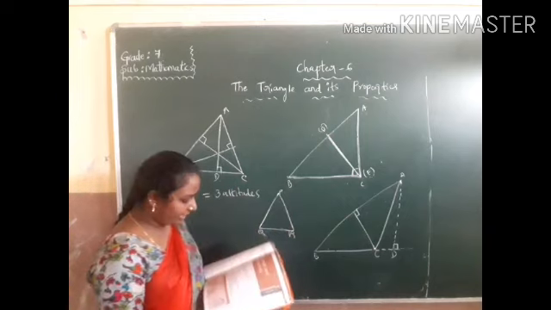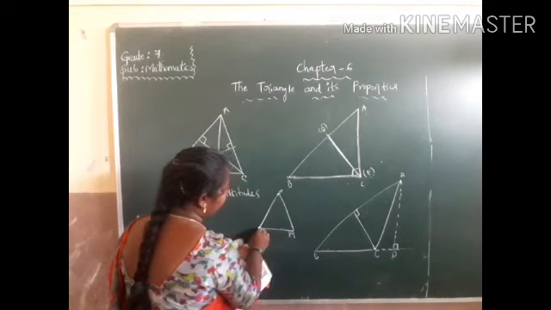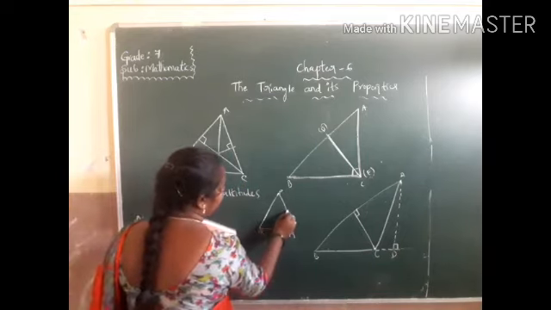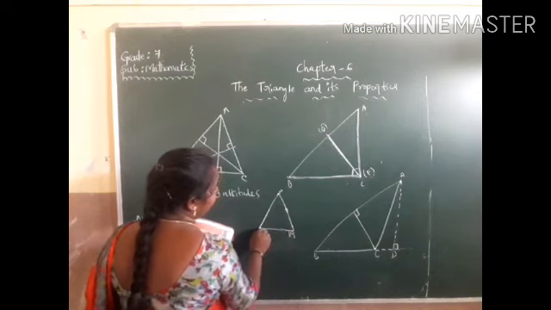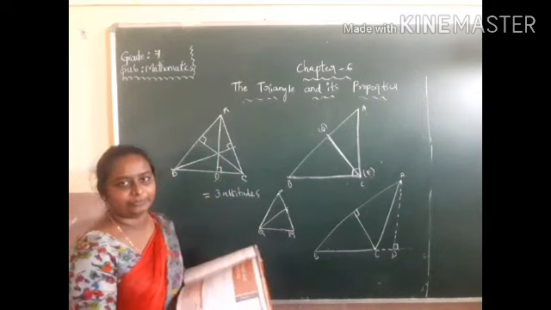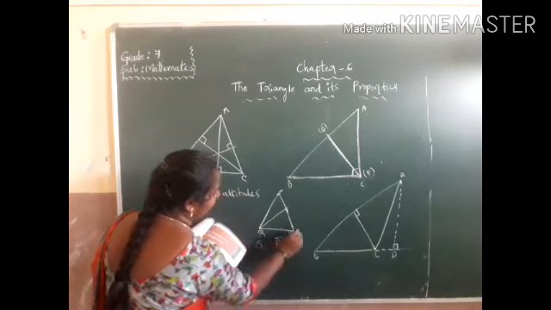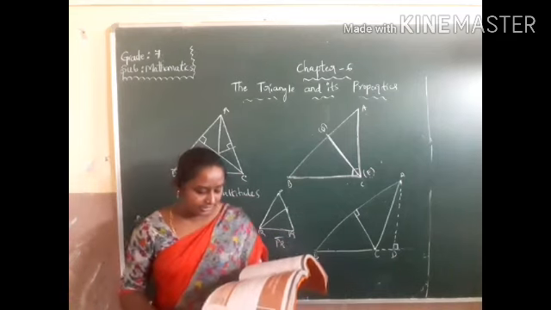Okay, side opposite to the vertex Q. What is the opposite side of vertex Q? Yes, so Q, vertex Q's opposite side is PR.